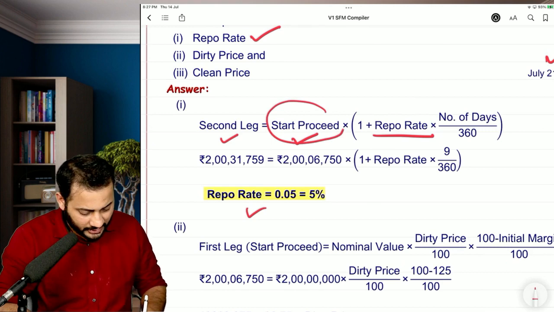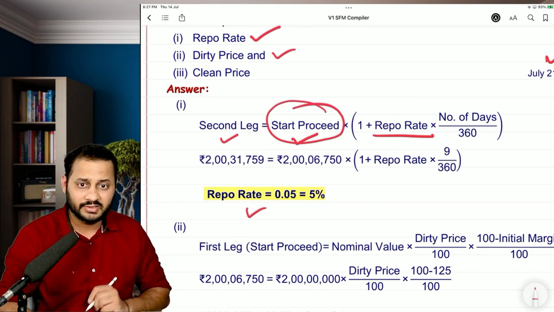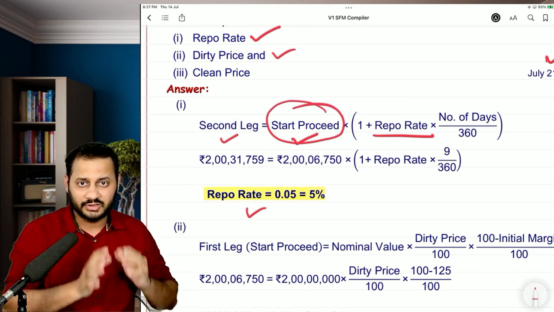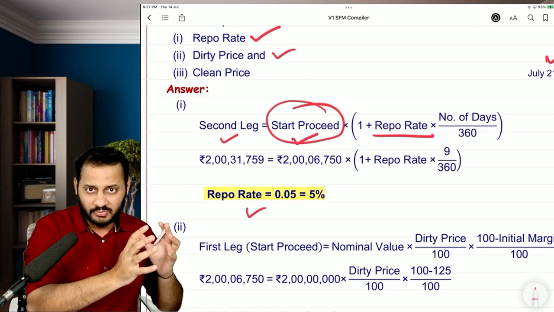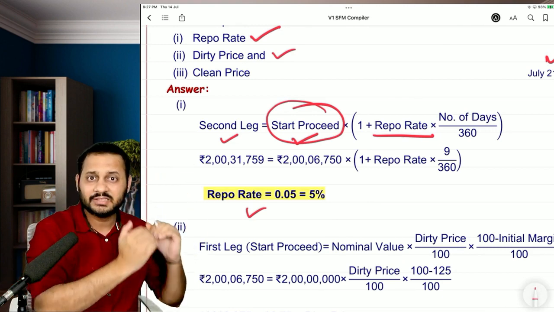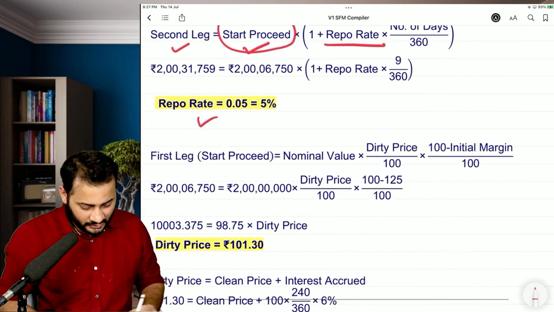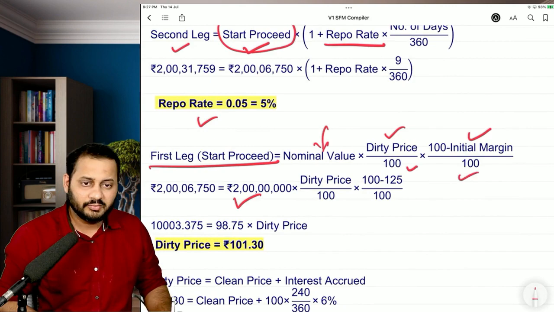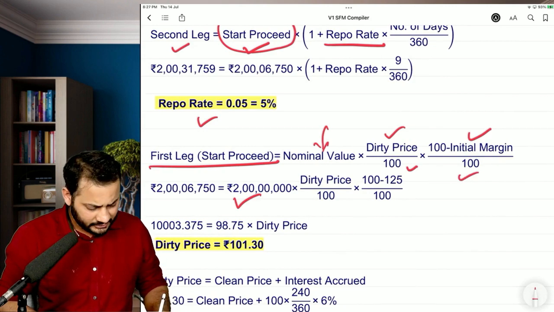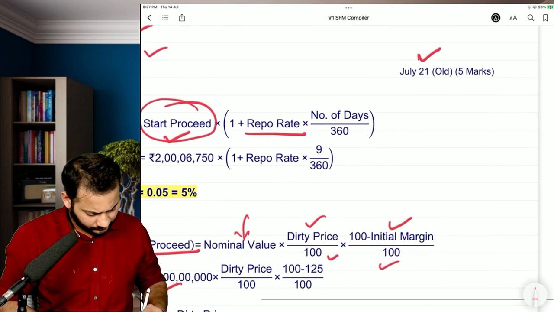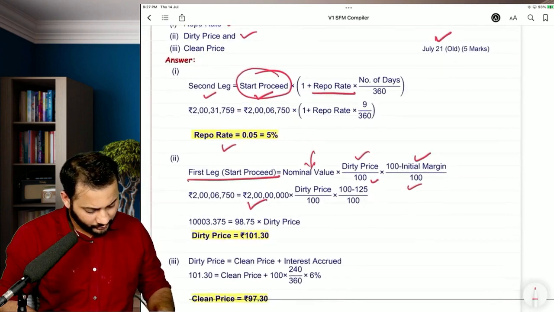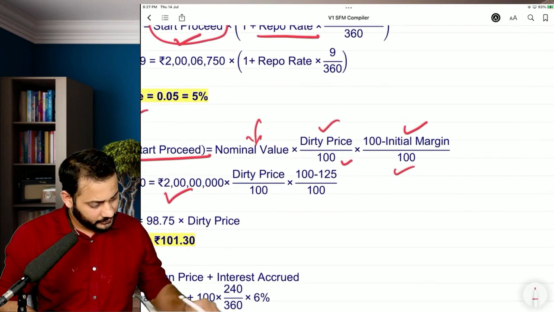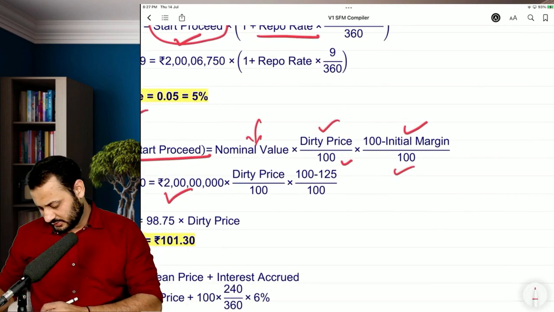Now come to the start proceed. In order to calculate the dirty price, we have a formula of start proceed. Start proceed is equal to the nominal amount into dirty price divided by the face value. Have a look. This nominal amount of 2 crore into dirty price by 100 into 100 minus initial margin. It is exactly like this. This is going to be 120. How much percent? 1.25% now. So it will look like this.